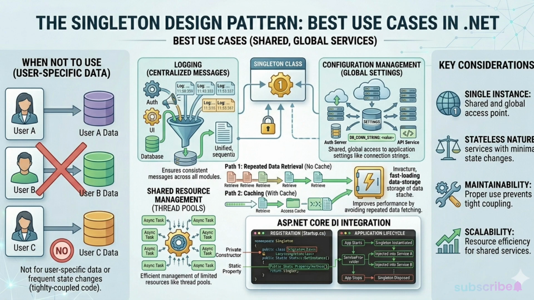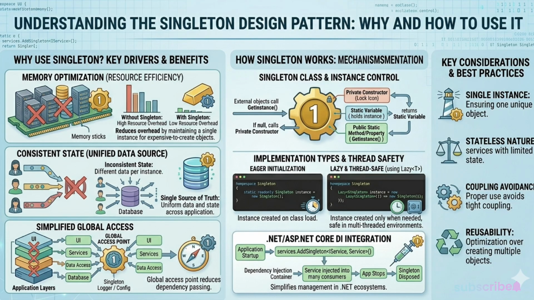The singleton pattern is used primarily to control object creation and ensure that only one instance of a class exists, which provides several benefits in terms of performance, consistency, and resource management. One of the main reasons for using singleton is memory optimization, as creating multiple instances of certain objects can be expensive and unnecessary. By maintaining a single instance, the application reduces overhead and improves efficiency. Another important reason is to ensure a consistent state across the application.